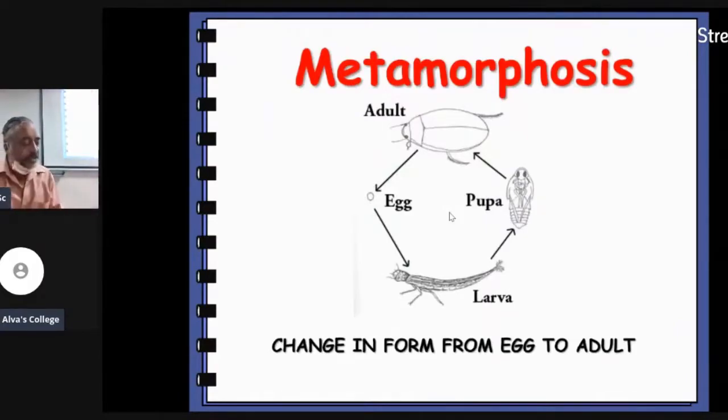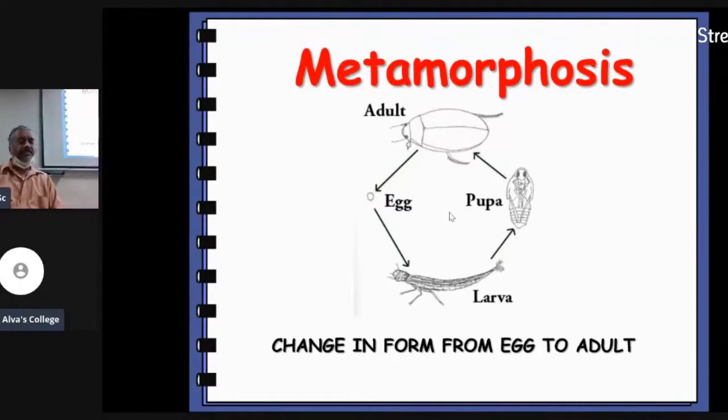Now, if you want to appreciate the different kinds of insects, the different forms of insects, then students, you must know the meaning of the word metamorphosis. What do we mean by metamorphosis? Metamorphosis is nothing but the change in the form of the insect. It is very crucial that the form of the insect should change. If the insect wants to develop, if it wants to grow, change is a must. This change is called metamorphosis.